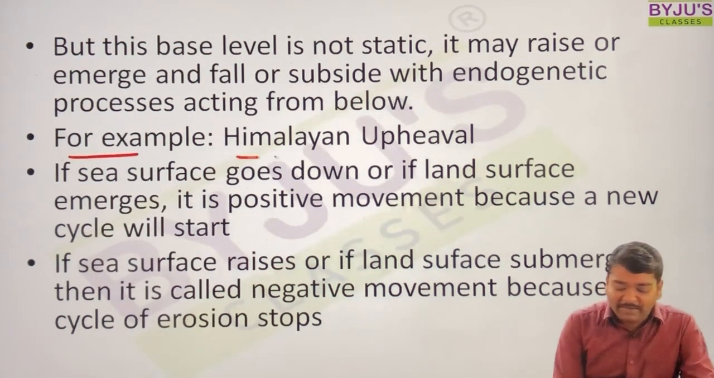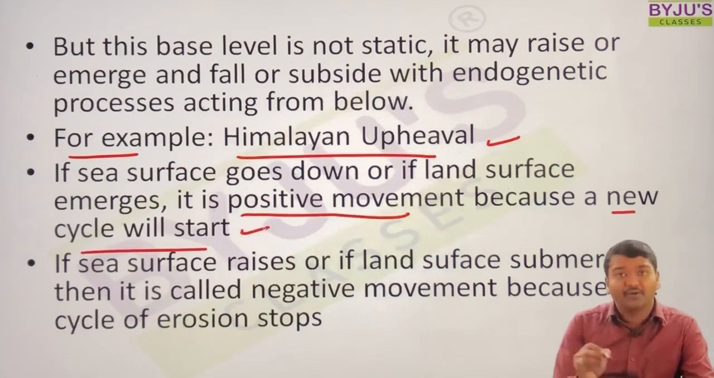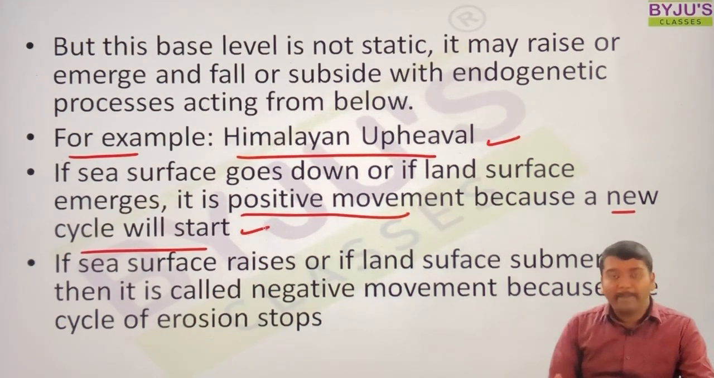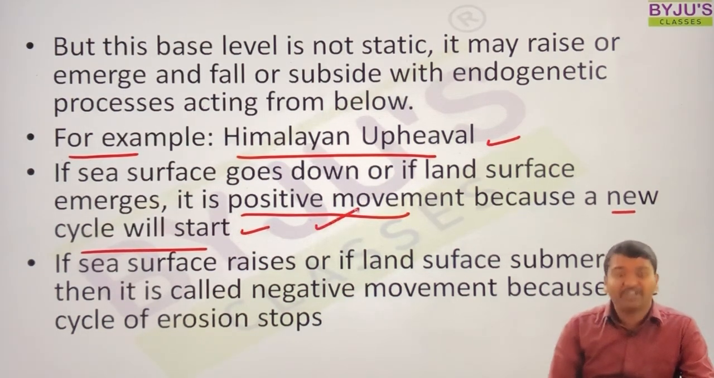So for example, Himalayan upheaval, this we saw. If sea surface goes down or if land emerges, it is positive movement because a new cycle will start. I told you, if river is in its old stage, the cycle is already ended. You are going to die. But if it comes to the youth stage, a new cycle will actually start. So we call it positive movement.